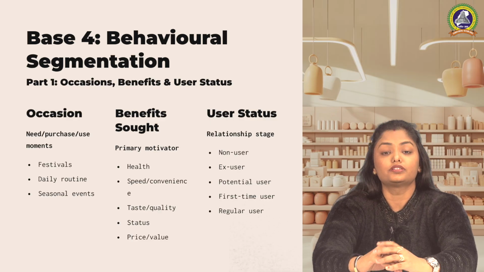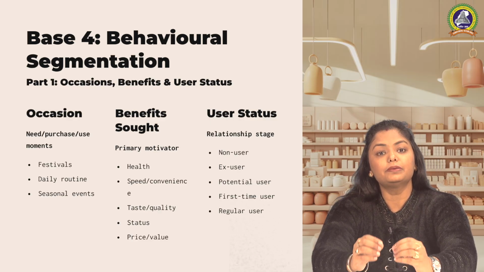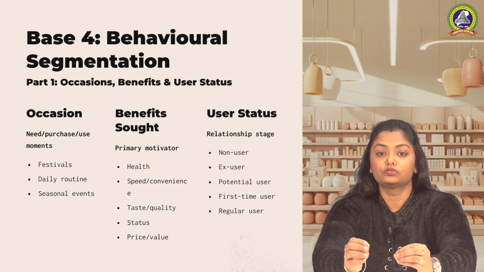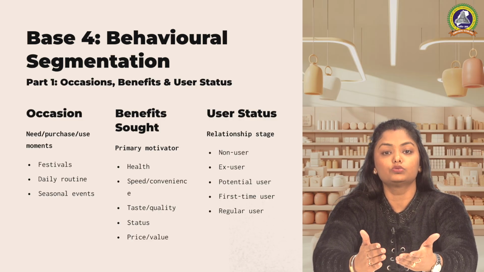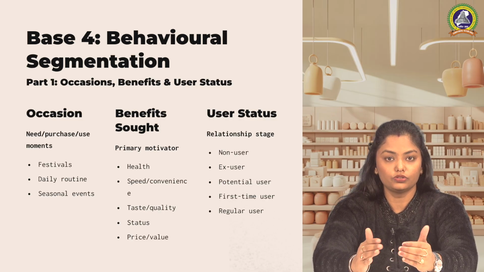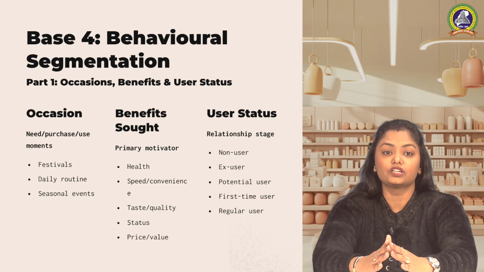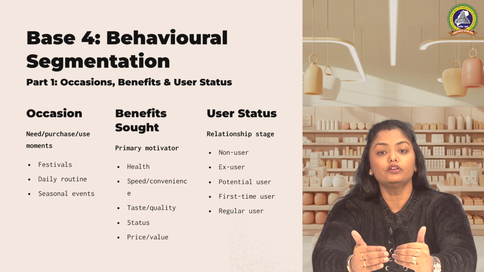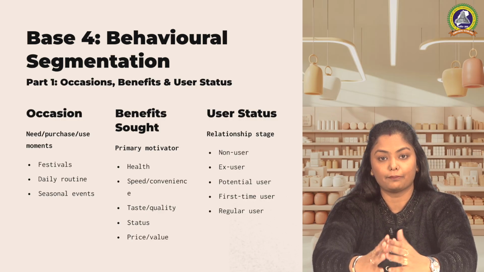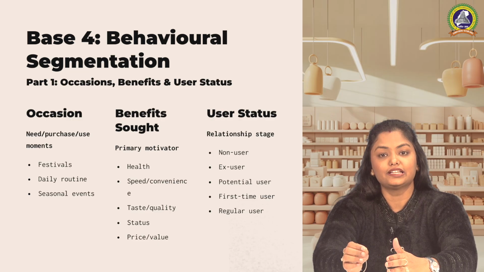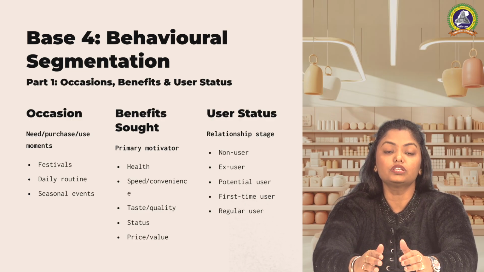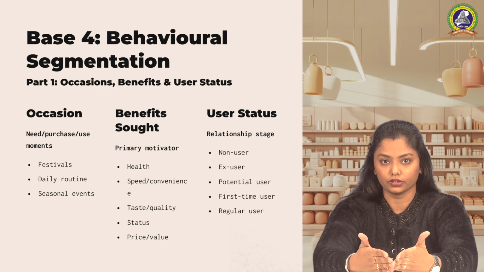Next is user status. Markets can be segmented into non-users, ex-users, potential users, first-time users, and regular users. A company's strategy will change depending on which group it targets. For example, Netflix relentlessly targets potential users with free trial offers, hoping to convert them into regular users.